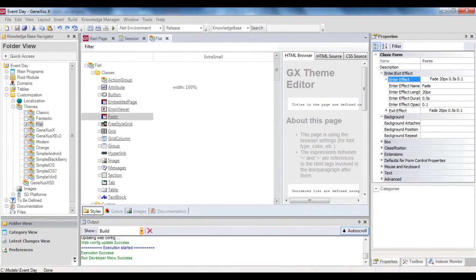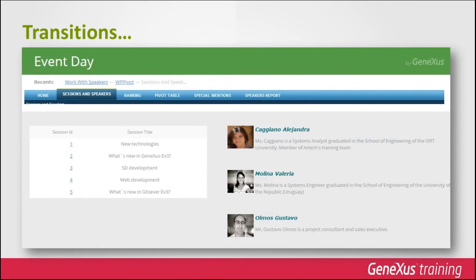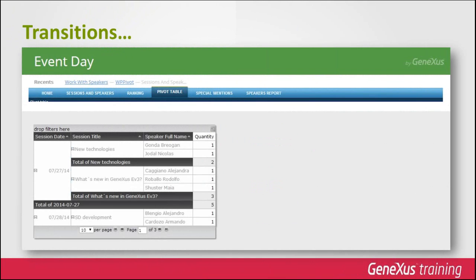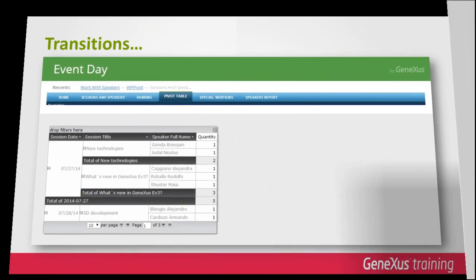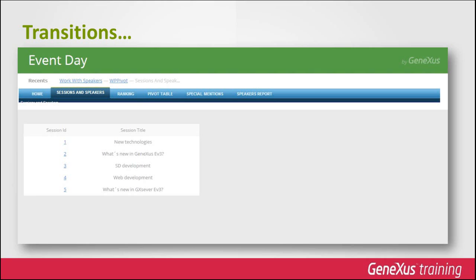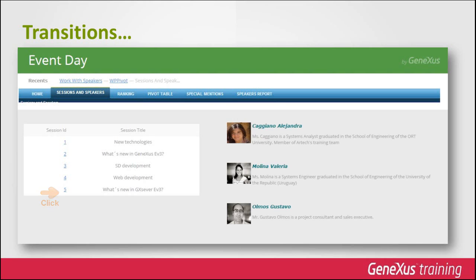Transitions take place in either one of two instances. In navigating from page A to another page B, where the navigation may be done using the call or link commands, and in creating a web component B in a control in which another web component A has been previously created.